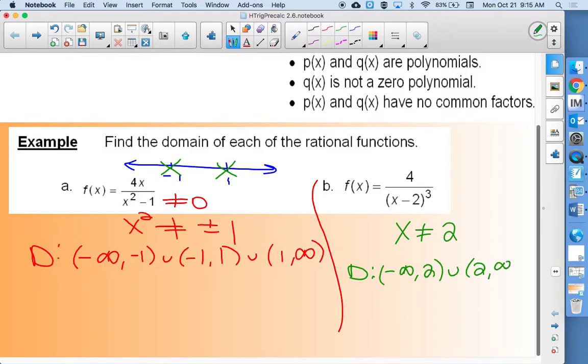Right. Remember those parentheses get used because they're showing that it goes right up until that number, but it cannot be that number. If I had a bracket, then it would be that value. So we are going to look at the first little rational function.